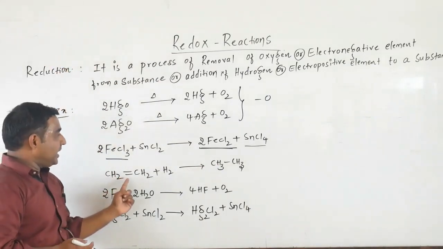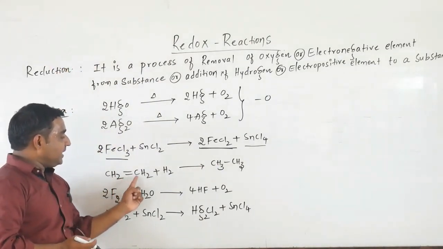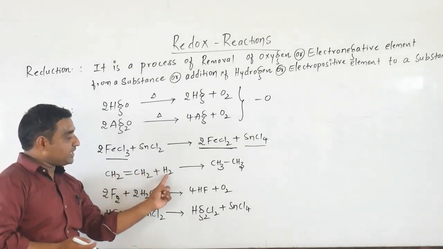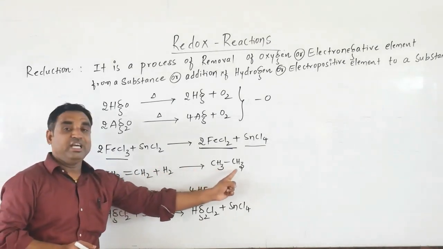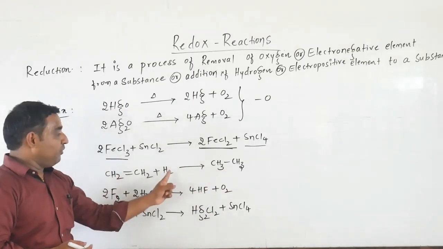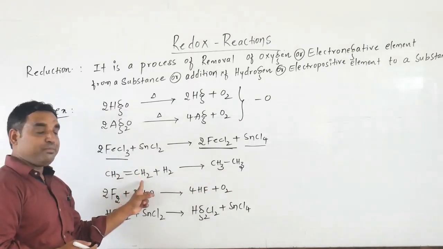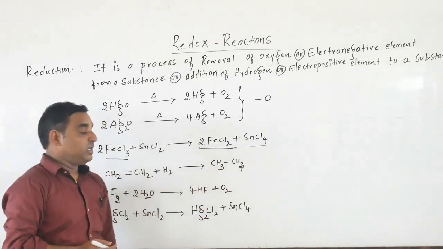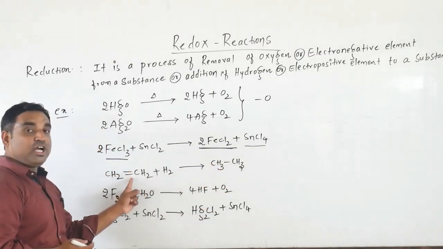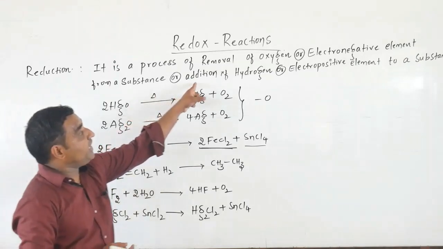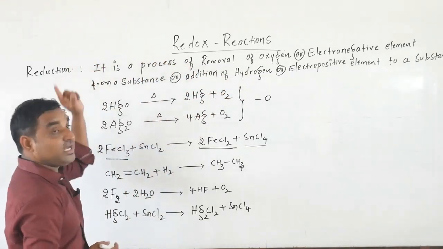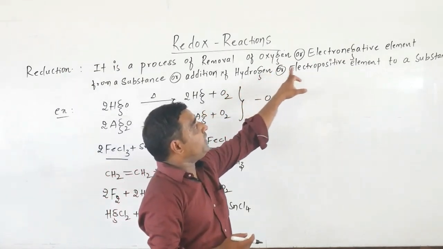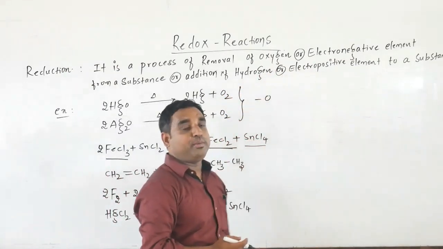Now we can take one more example, that is an alkene. Ethene, CH2 double bond CH2, reacts with hydrogen and forms ethane. So addition of hydrogen is taking place here. CH2 becomes CH3 and CH3. So addition of hydrogen to the alkene is also called reduction. Other than hydrogen, we can also call it addition of an electropositive element.